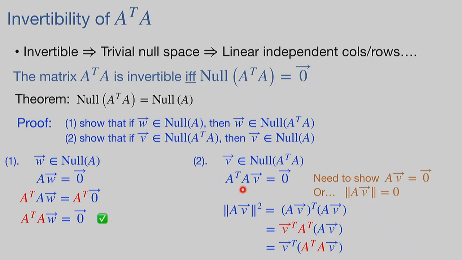But what is A transpose A times V? It's 0. So now this is equal to 0. So I started by looking at the norm of AV, and the norm of AV turns out to be 0. Hence, AV is also 0. Does that make sense? Yeah.